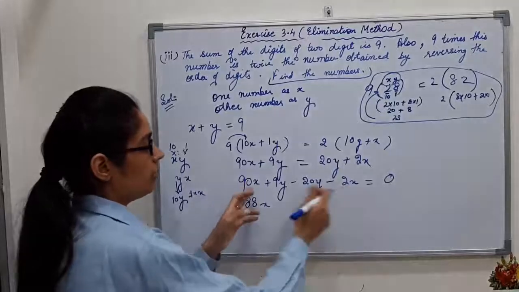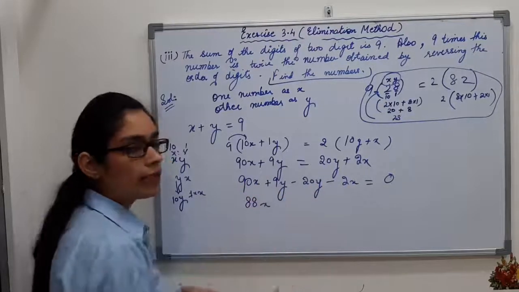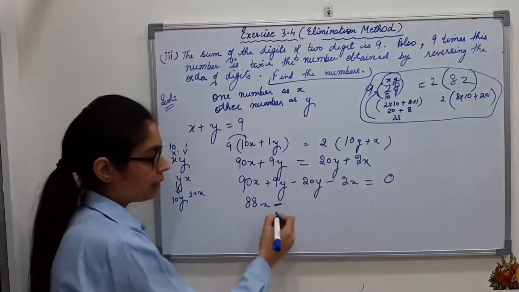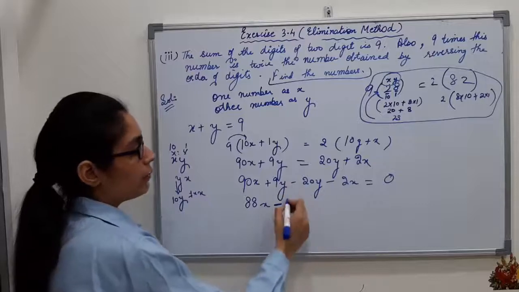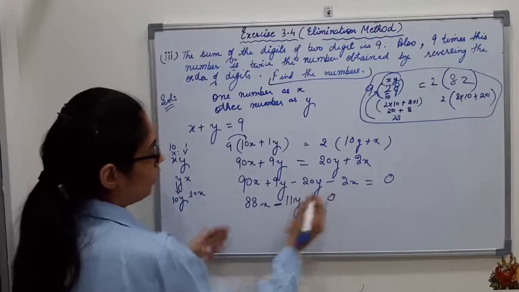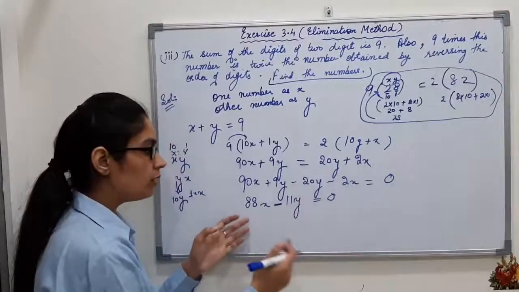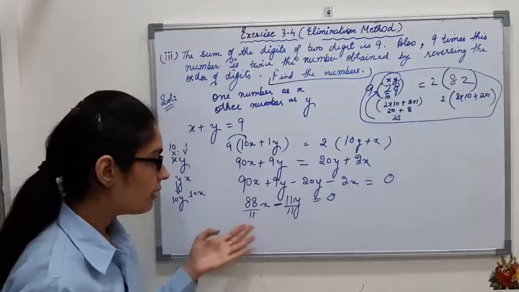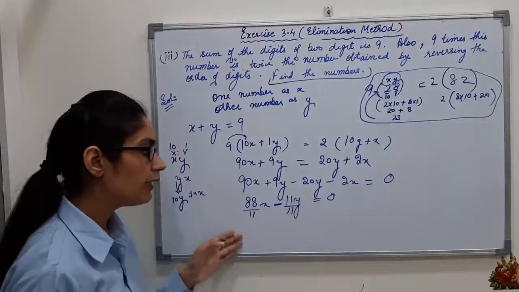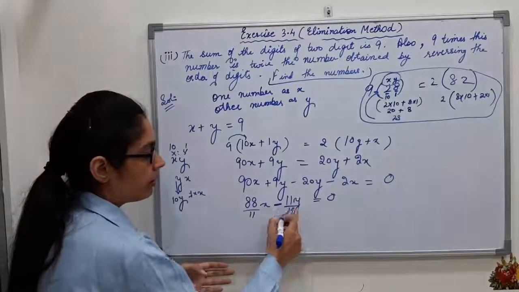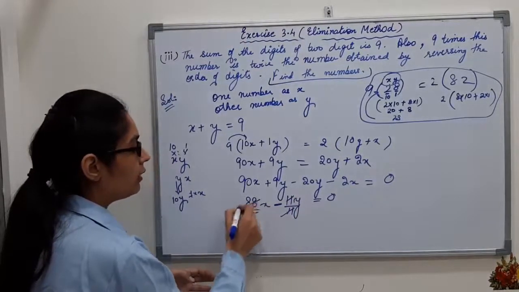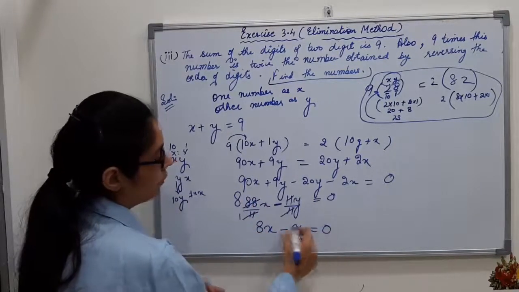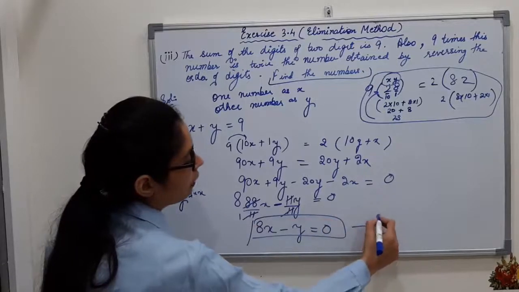So we will do it in this way. 9y minus 20y. Minus and plus gives the sign of the bigger number. The bigger number is 20, so the minus sign will come with the answer. So 20 minus 9 is 11y. So 88 and 11 are multiples of 11, so we'll divide everything by 11. Whenever you have to simplify the equation, just divide it by the common factor. 11 and 11 will get cancelled. 11 into 1 is 11, 11 into 8 is 88. So I got 8x minus y equals 0. This is my second equation.